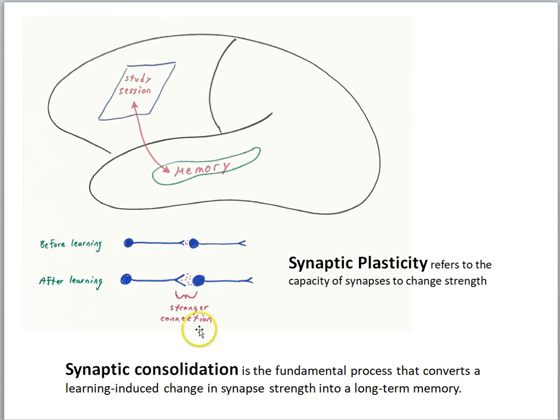memory. We can apply the word consolidation here as well. Synaptic consolidation then would be the fundamental process that converts a learning-induced change in synapse strength into a long-term memory. In other words, if you increase the synapse strength and that increase in strength persists for a long time, that then would be the biological basis of a long-term memory.